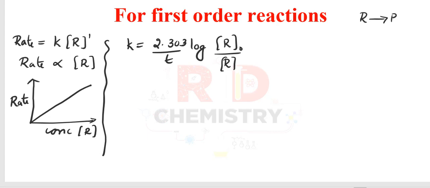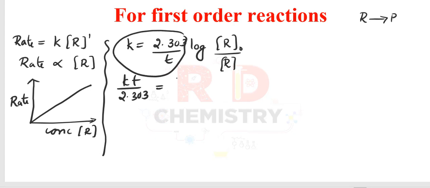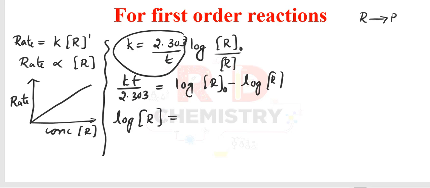Okay. So we'll rearrange this one. So we have KT divided by 2.303, correct? These terms are put together. Then log of R naught, minus log of R, correct? R is a variable, R naught is the initial concentration. So let me write log R, the variable, which is equal to log R naught minus KT divided by 2.303.